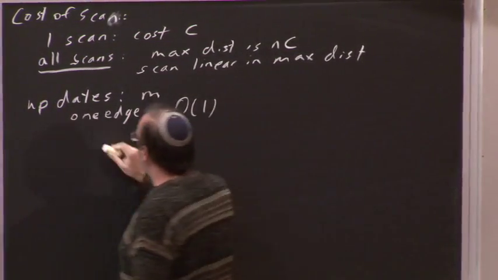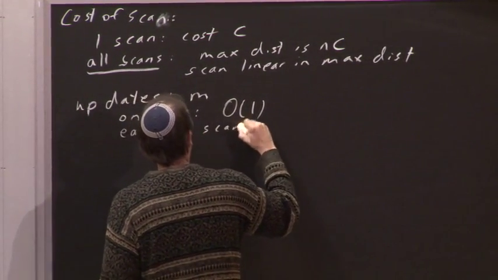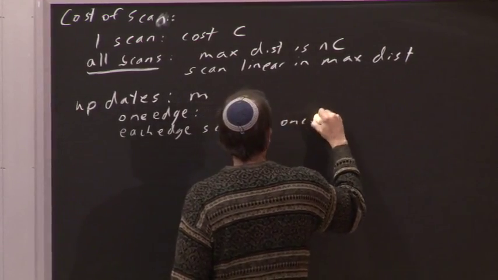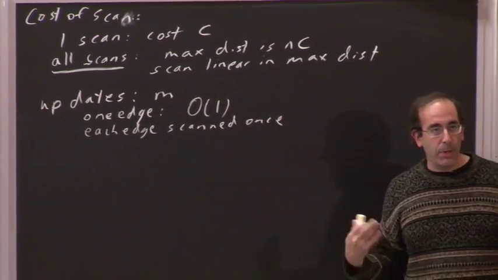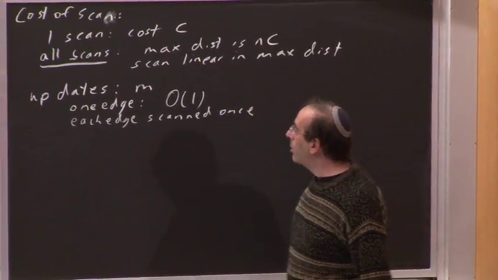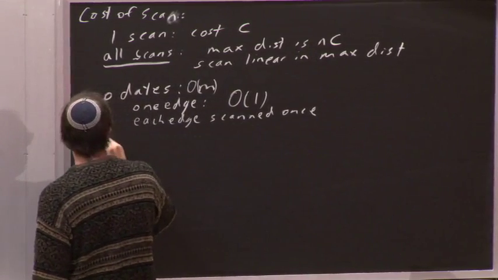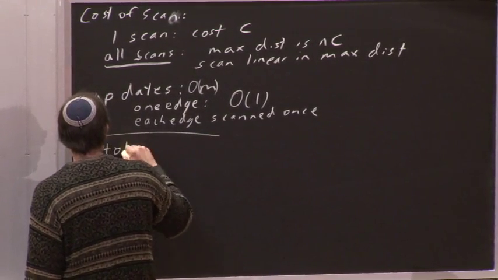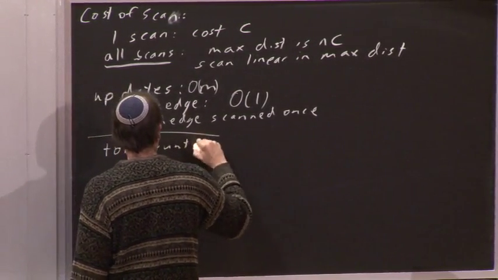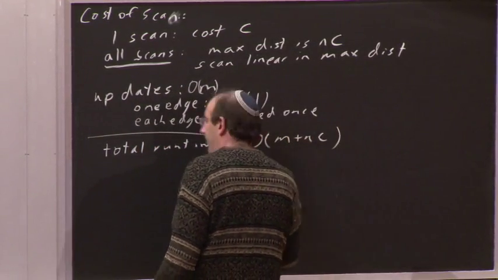Right? And then you just observe that each edge is scanned once, which is a fundamental feature of Dijkstra's algorithm. That's why we prove that Dijkstra's algorithm is order m log n. So the total cost of updates is order m. And so putting this all together, we find a total runtime of order m plus nC. Pretty nice.